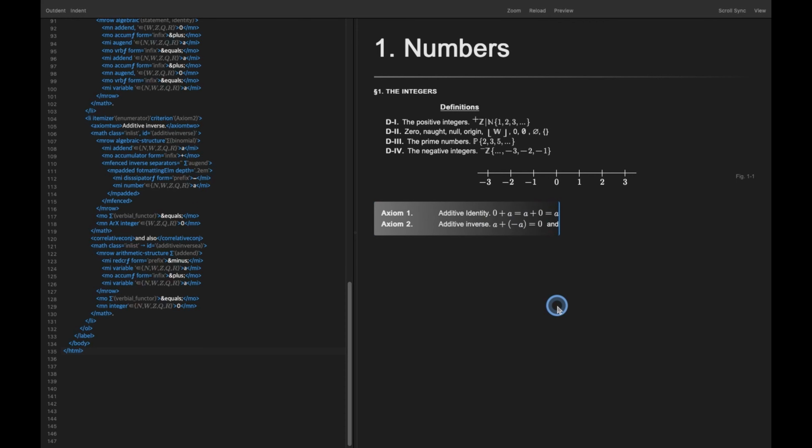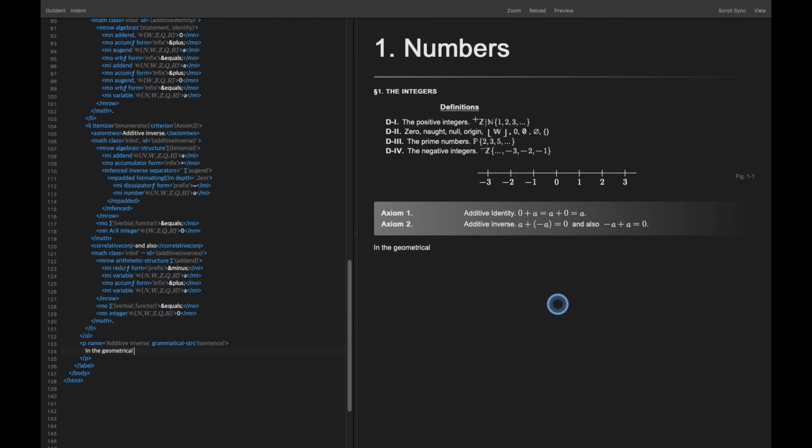Axiom 1. The additive identity, namely 0, added to any number equals that number. Axiom 2. The additive inverse of any number a added to that number equals 0. And then we give the conjunctive normal form.